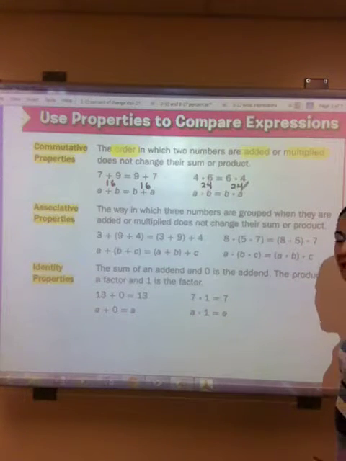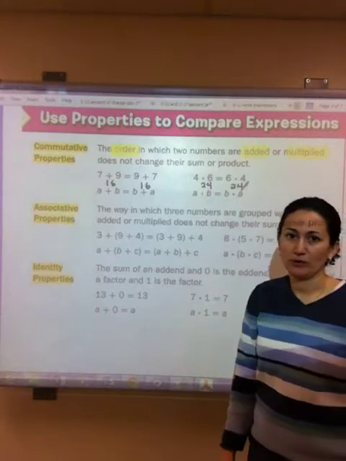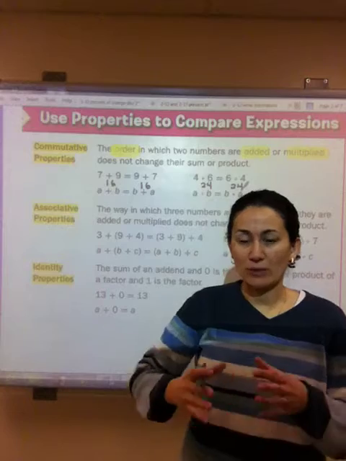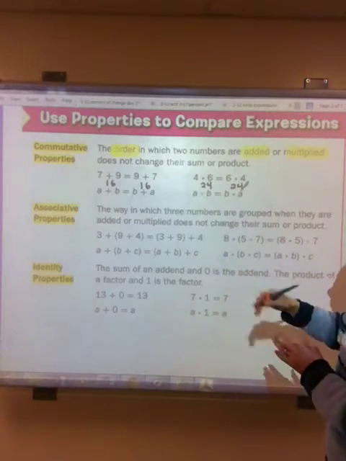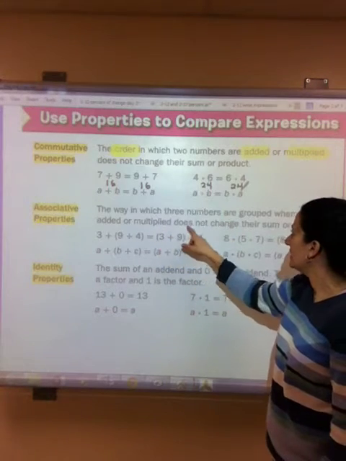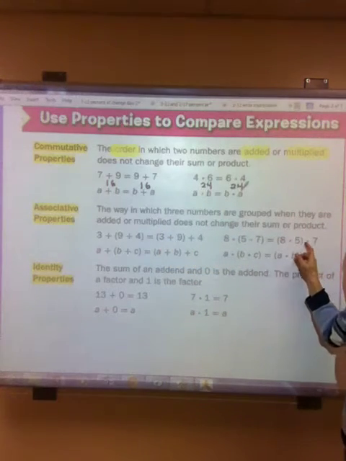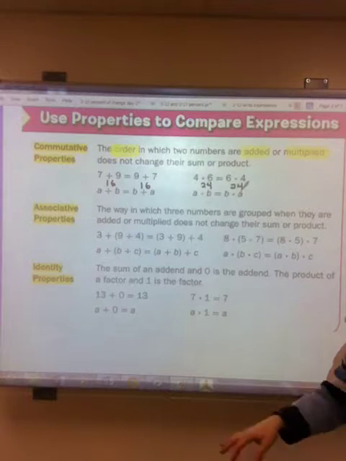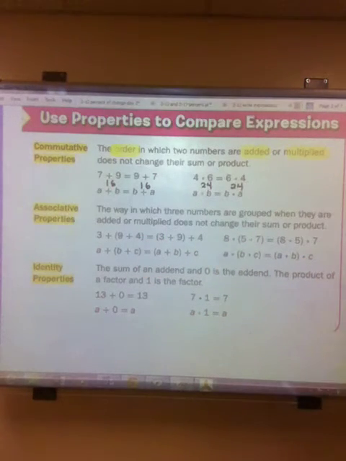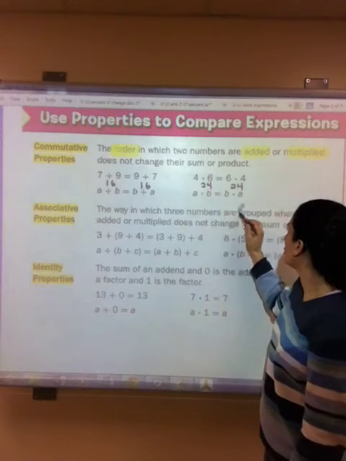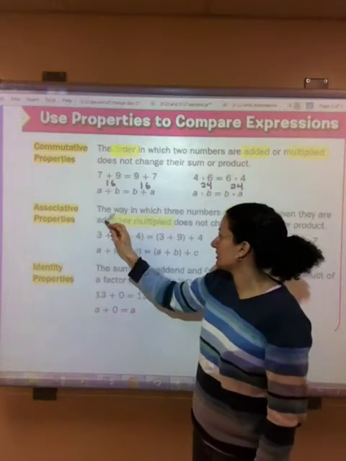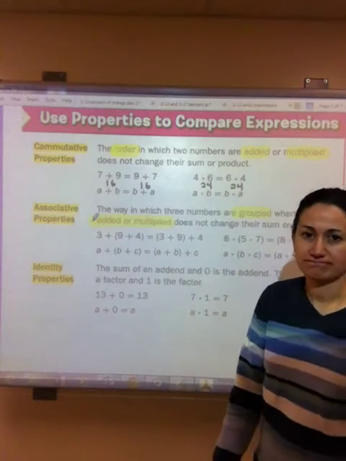The second property is called the associative property. And this property has to do with grouping, the way we group numbers. The way in which three numbers are grouped when they are added or multiplied does not change their sum or product. We're often using this rule when we have three or more numbers. Again, key words here are grouping, and we're talking again about addition and multiplication.